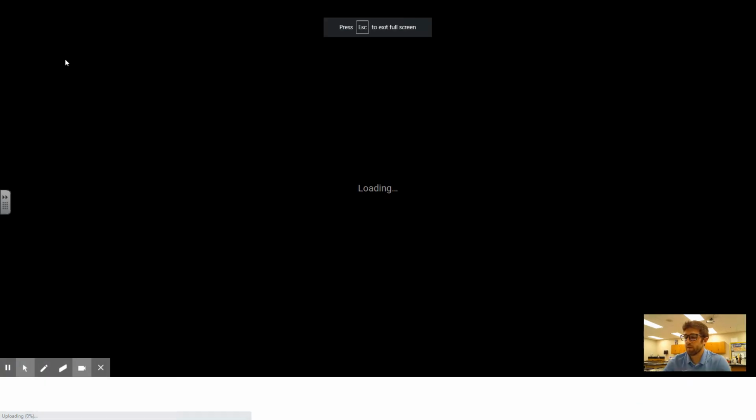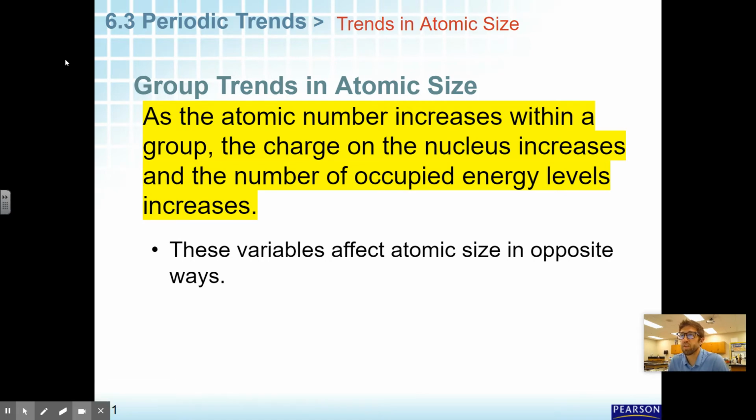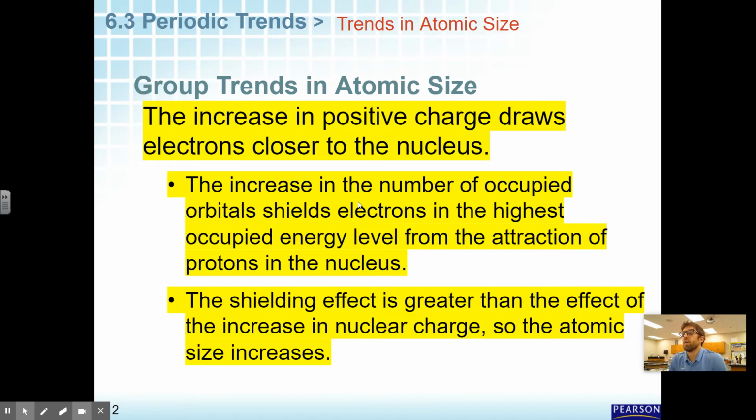When you think about this logically, it's like you put on a layer of clothing. If it's cold outside and I'm wearing a jacket, I'm wearing 2 layers, a shirt and a jacket. But if I put on 5 more layers of clothing, I'm probably going to be warmer, but I'm also going to be wider. You can think of it that way. I'm definitely going to be wider. So the charge on the nucleus increases, and the number of occupied energy levels increases as you go down. You are adding more protons there.